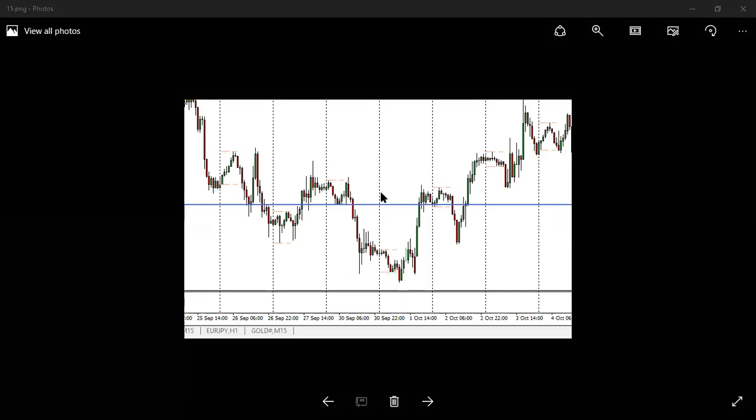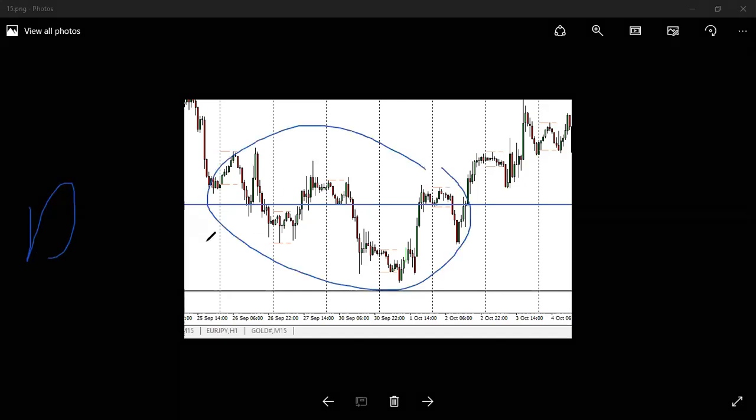So you're going to see this on 1 hour or 4 hour. What does this mean? This means that the daily is changing direction from a downtrend to an uptrend. That's what it means.